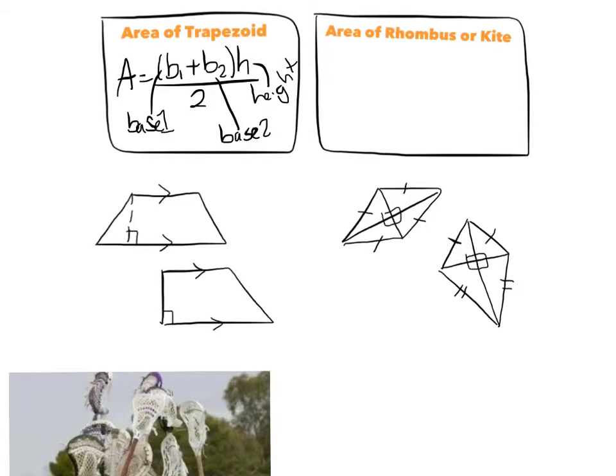The area of a rhombus or a kite, to find it, it would be diagonal 1 times diagonal 2 cut in half. That's diagonal 1, and this would be diagonal 2.